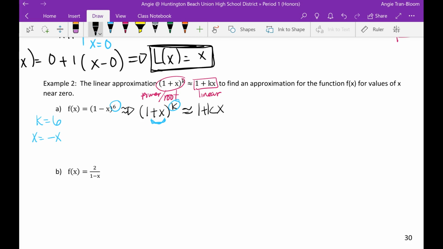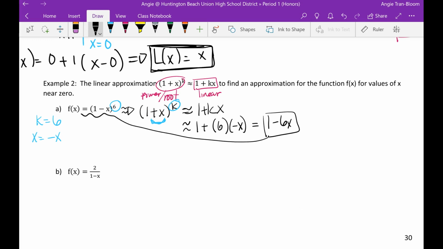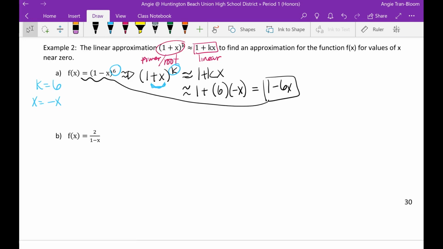So when I find the linear approximation, it is 1 plus k, which is 6, times x, which is negative x. So this equation comes out to be 1 minus 6x, and that is the linear approximation of this power function. And that's all you're supposed to do. Easy peasy.